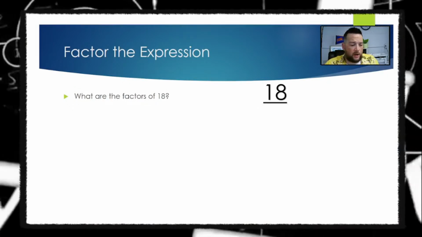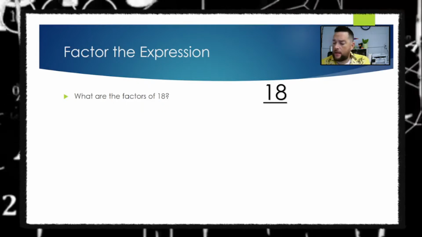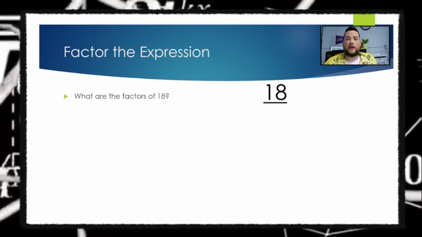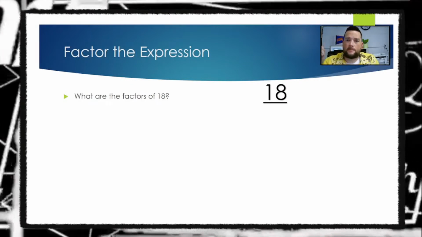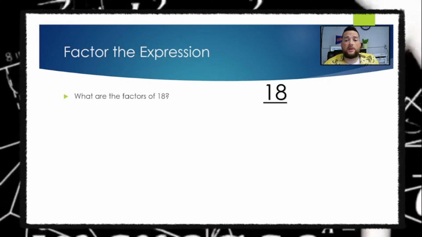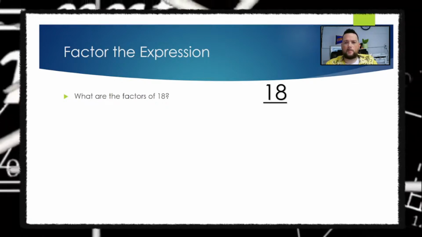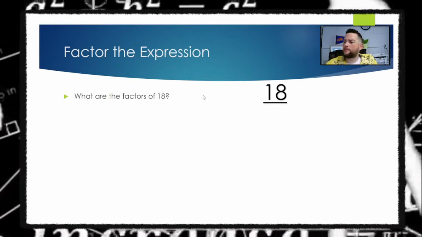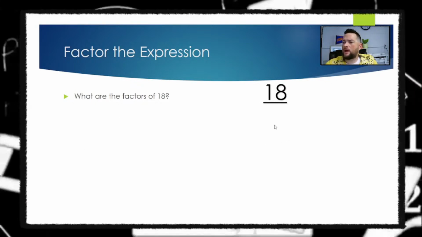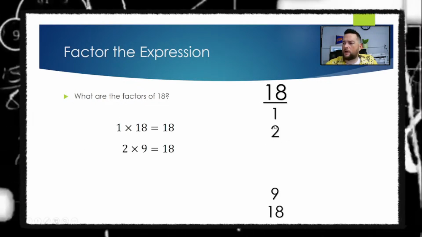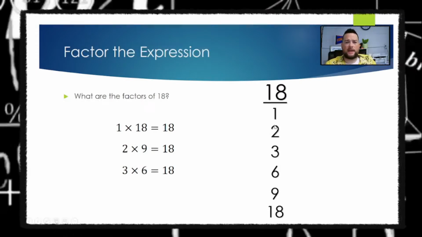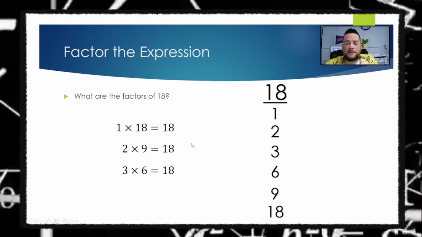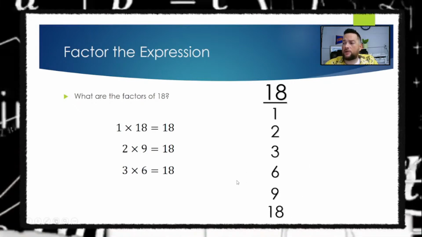Again, pause the video, get your factors, and then you can come back to see what the right answers are in just a second. All right, so if you have already paused the video, then you've got your answers. The factors of 18 are going to be all the numbers you multiply together to get to 18. So you've got 1 times 18, 2 times 9, 3 times 6, and the like. Those are the factors.